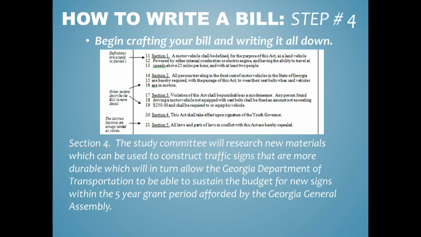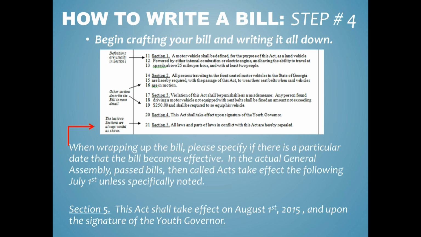Section 4, again, is just reinforcing the idea behind the construction of the bill and gives a timetable of when it has to be achieved by. The latter two sections of every bill are always when we do what we call the wrapping up of the bill. That's when you give any specific dates for the bill and when it may become effective. In the actual General Assembly, when bills pass, they are then called acts, and they always take place the following July 1st, unless noted otherwise.